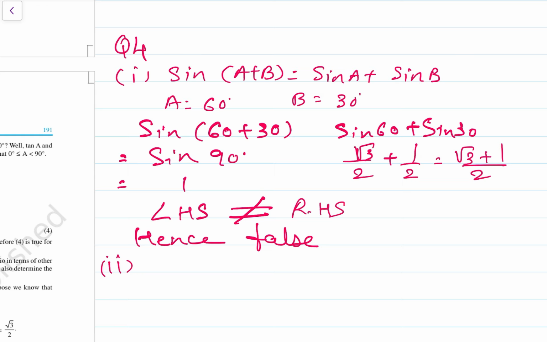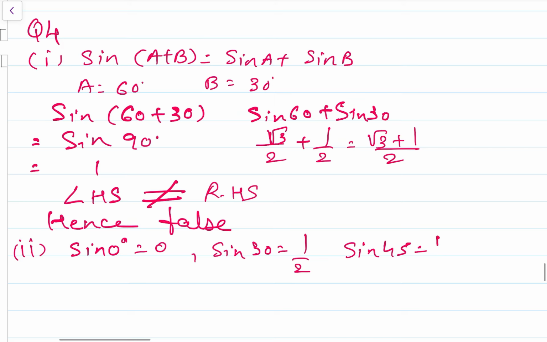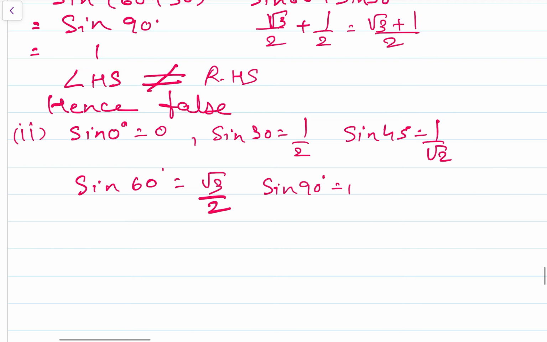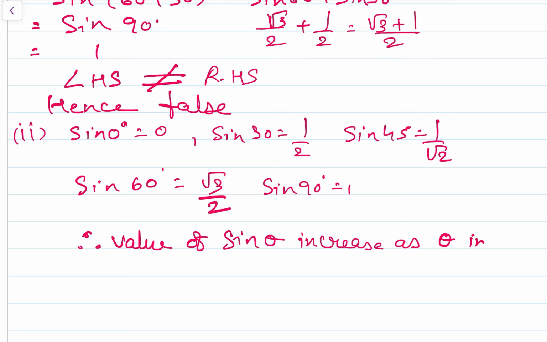Number 2. We have to say that the value of sine theta decreases as theta decreases. So, sine 0 degrees is 0. Sine 30 is 1 by 2. And as we go, sine 45 is 1 by root 2, sine 60 is equal to root 3 by 2 and sine 90 is 1. Here the value of theta increases, value of sine theta increases as theta increases. Hence false statement.